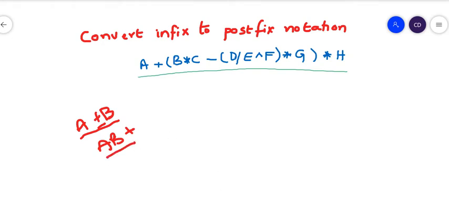I'll show you with an example how you are going to convert from infix to postfix notation. So this expression is given: a plus b multiplied by c minus d divided by e exponential of f, and then multiplied with g and then multiplied with h.